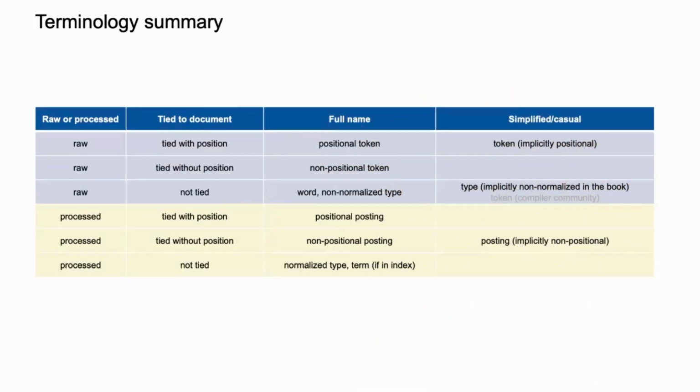So I have shown you all these complicated terminology, but basically, again, it's a 2x3 grid, right? So we can have processed, non-processed, and then tied with position, tied without position to documents. Okay.